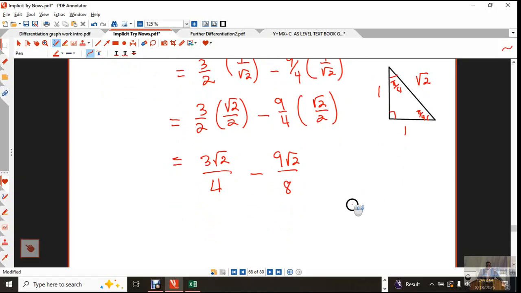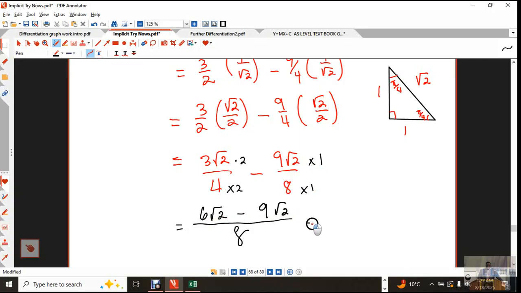Right, so let's see, what is the LCM? Oh, the LCM is just going to be 8, so everything over 8. That means you're going to multiply this by 2, and you're going to multiply that by 2. That is going to be 6 root 2. This is going to multiply by 1 minus 9 root 2. Of course, at the end of the day, 6 minus 9 is negative 3 root 2 over 8.